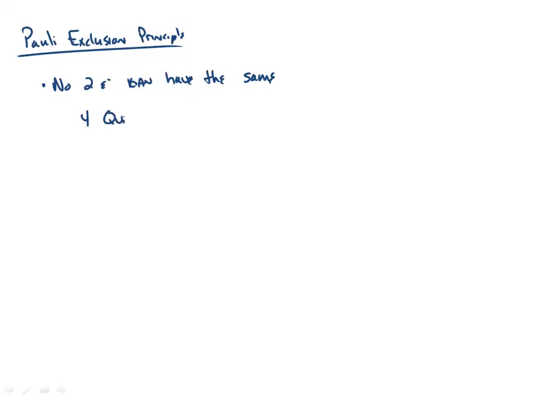Pauli exclusion principle: no 2 electrons can have the same 4 quantum numbers. Or what it's really saying is that electrons can't exist in the same space, just like 2 people can't live in the same space.